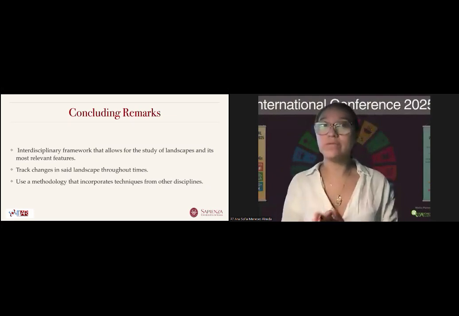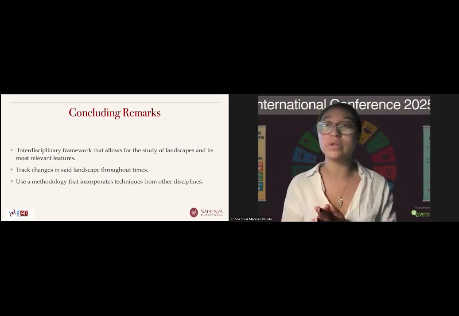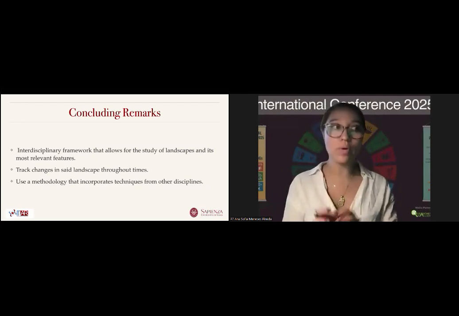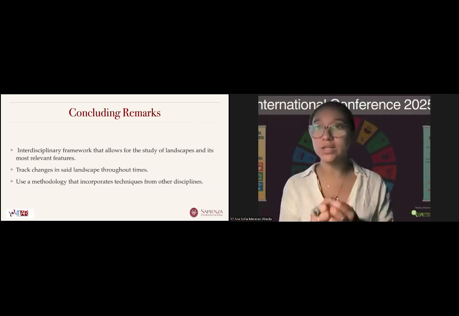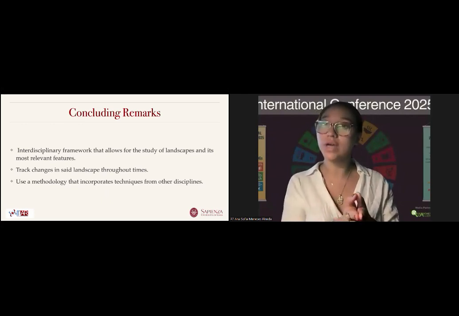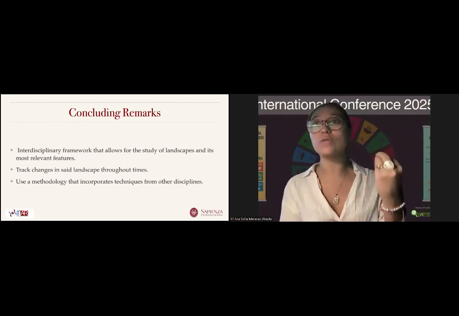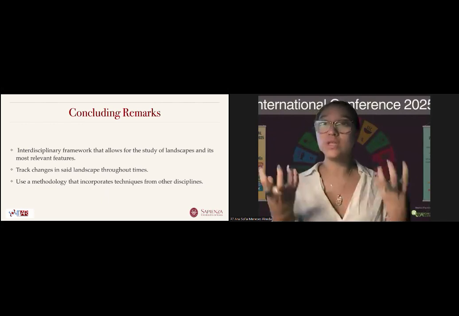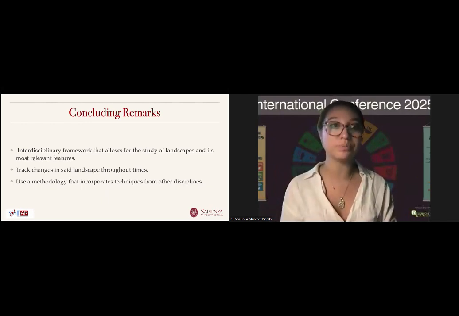So just to give some concluding remarks, the interdisciplinary framework that allows this study allows us to identify the most relevant features in the landscape. Of course, always keeping in mind that this is a study that is very much grounded in the archaeological and historical sphere. Therefore, we're basing ourselves on historical evidence such as the Sumerian administrative tablets, and then we're trying to incorporate all of these different disciplines in order to give a more expanded, a more comprehensive historical interpretation.